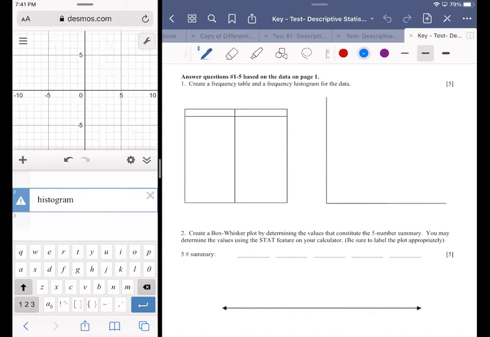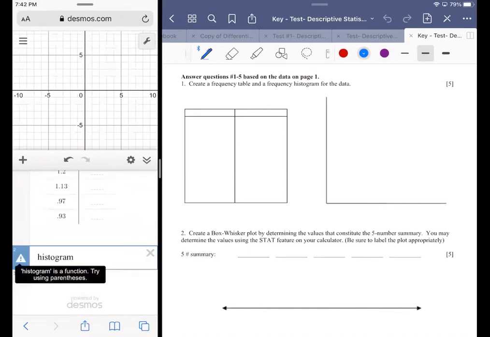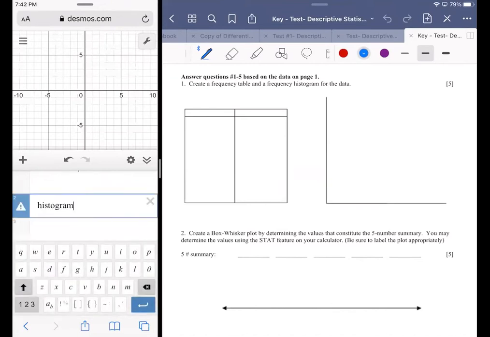Well, it went from italics to regular font. So that's usually a good sign. That means that's a command that Desmos has. Now you see that little triangle with the exclamation point? If you tap on that, it usually gives you some indication of why it's not doing anything. "Histogram is a function. Try using parentheses." Will do.